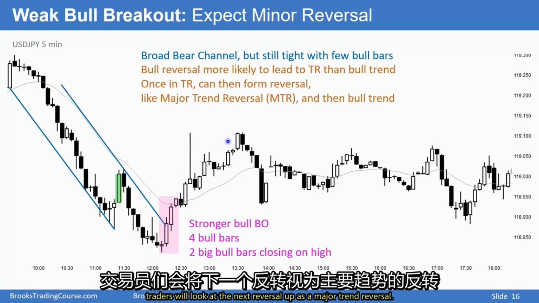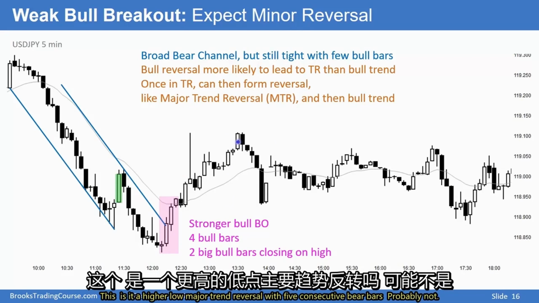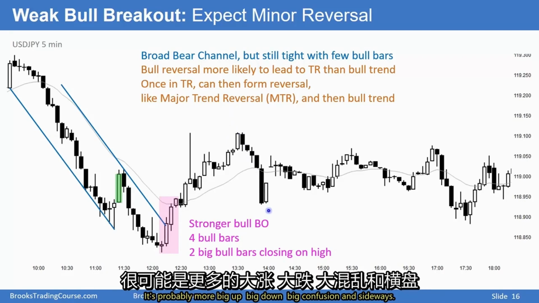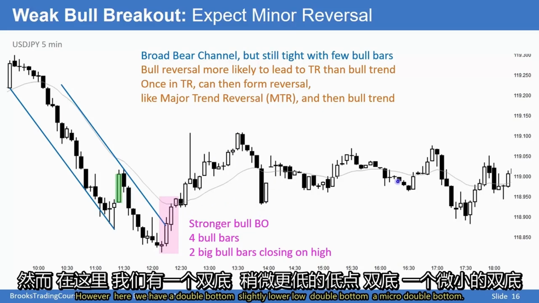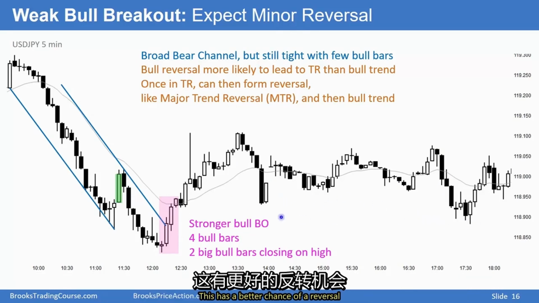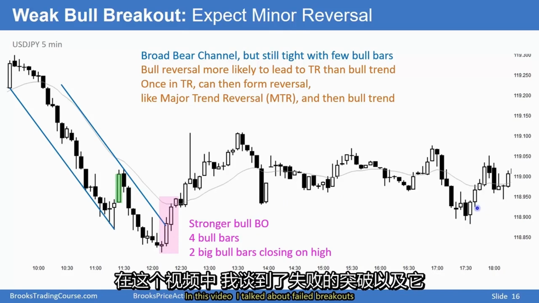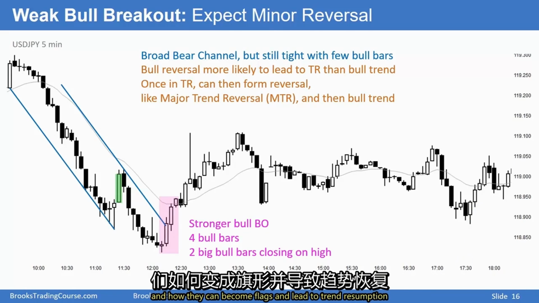At this point, after this much of a reversal, traders will look at the next reversal up as a major trend reversal. Is it a higher low major trend reversal? With 5 consecutive bear bars, probably not. It's probably more big up, big down, big confusion, and sideways. However, here we have a double bottom, slightly lower low, a micro double bottom. This has a better chance of becoming a higher low major trend reversal.